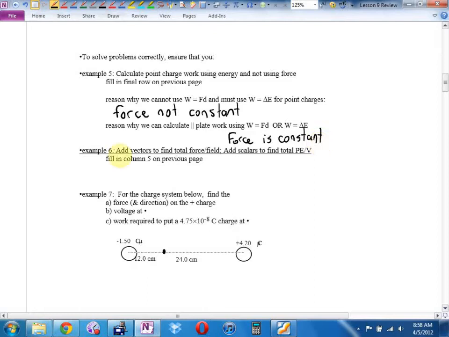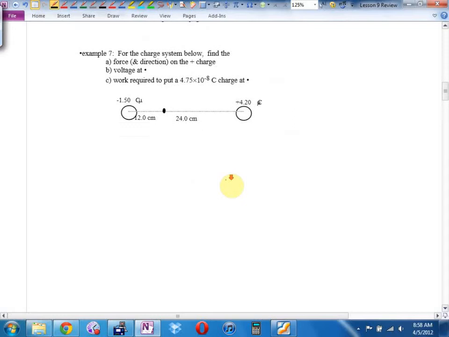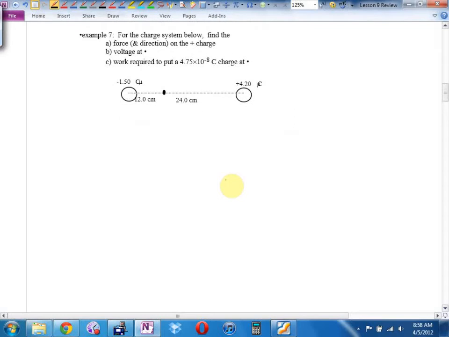Okay. Step 6 says add vectors to find the total force and field. Add scalars to find the potential energy and voltage. Fill in column 5. We already did. Let's do a question. Once again, Joel, this is kind of a glitchy old diagram typo. This is supposed to be microcoulombs and microcoulombs. This was typed in Word 95 for Mac, and the diagrams are slowly degenerating over the years.